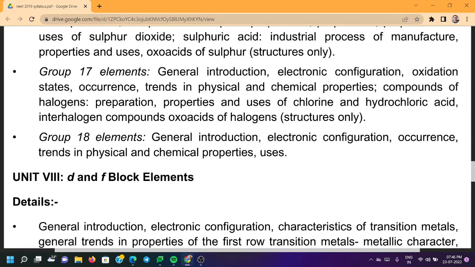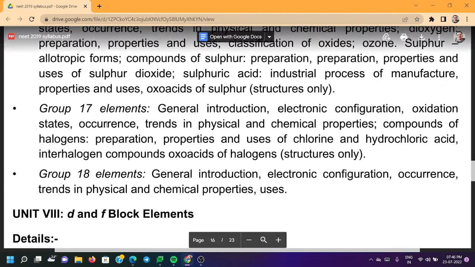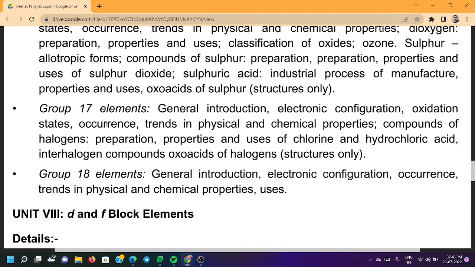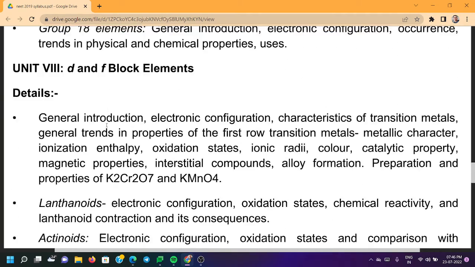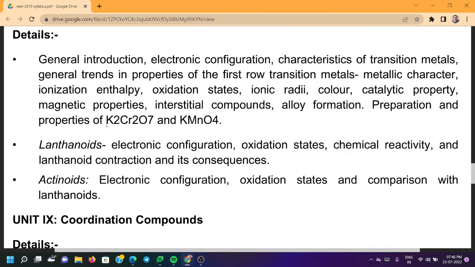Group 17 elements, general introduction, electronic configuration, oxidation states, occurrence, trends in physical and chemical properties, compounds of halogens, preparation, properties and uses of chlorine and hydrochloric acid, interhalogen compounds, oxoacids of halogens, structures only. Group 18 elements, general introduction, electronic configuration, occurrence, trends in physical and chemical properties, and uses. Class 12th Chemistry Unit 8, d and f block elements.